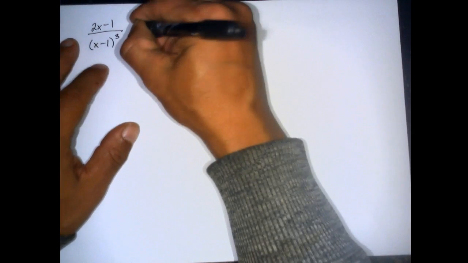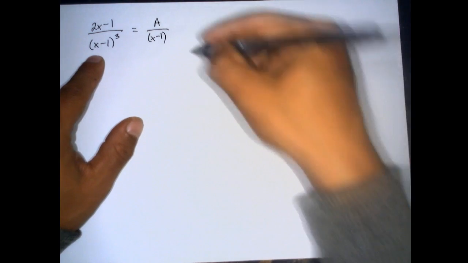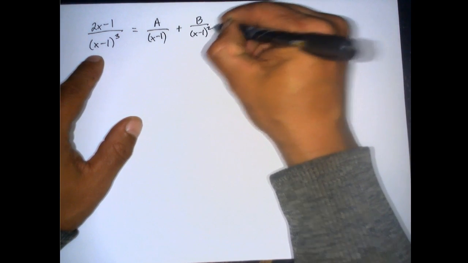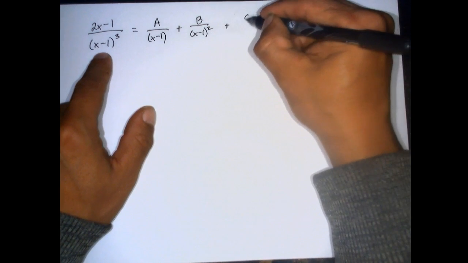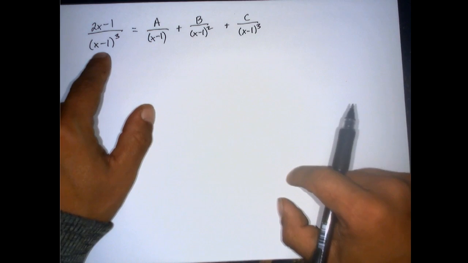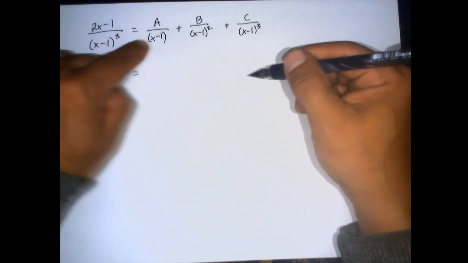So this is going to equal A over... Now, when you have powers like this, you have to have one for x minus 1. And then you have to have one for x minus 1 squared. And then you have to have one for x minus 1 cubed. Okay? Not too bad. All right, so everything we're going to multiply through here is going to cancel with this.